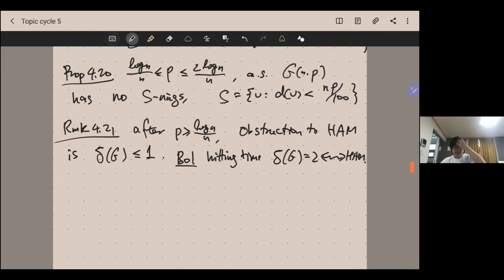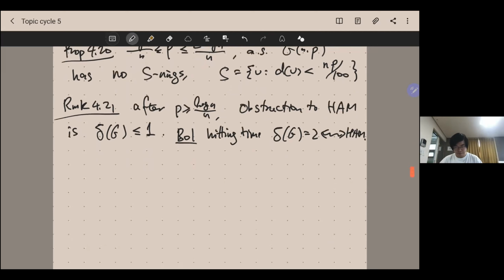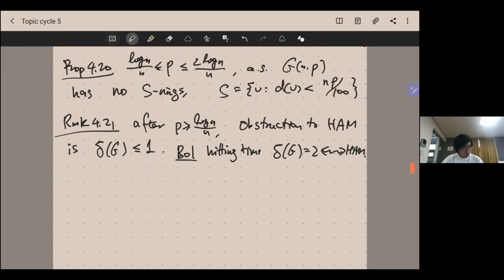What I mean is that if you think of a random graph as a random graph process, meaning that every edge is added one at a time, then when you add them one by one, the moment that the random graph has minimum degree at least 2 is the moment the graph becomes Hamiltonian. They have the same hitting time, roughly. I don't want to get into too much about this.